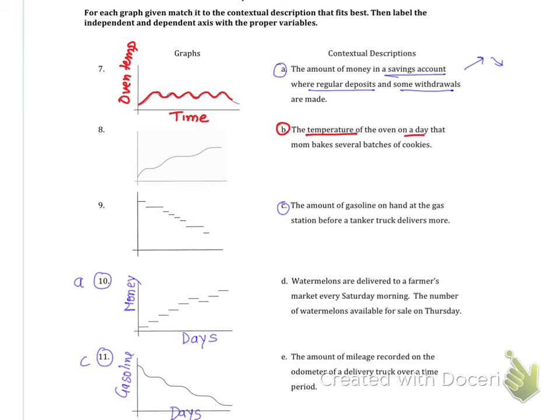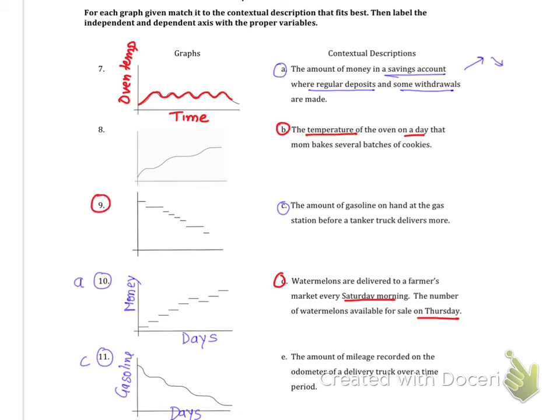Let's move to D. Watermelons are delivered to a farmer's market every Sunday morning. The number of watermelons available for sale on Thursday. So for Thursday, how many watermelons, what is going to be the sale behavior for that day, how many watermelons will be available by Thursday. You will see it will be a drop in the number of watermelons, because as you keep on selling them, you will have fewer watermelons.